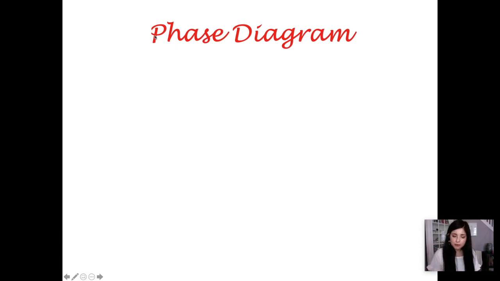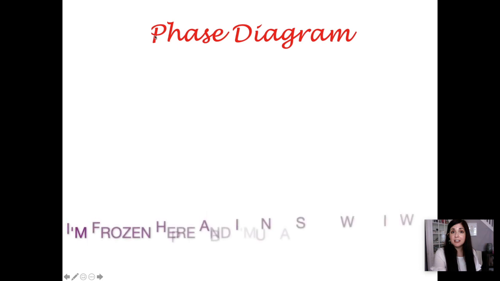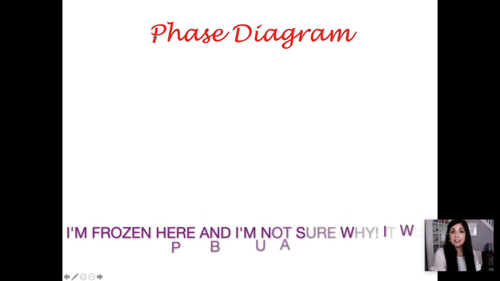Phase diagrams, I think, are relatively easy to understand, but it does take a little bit of time to just kind of get some practice with them. So in class, we're going to see some examples of phase diagrams, and you'll interpret them using a little activity. So knowing all of that, let's talk about what a phase diagram is.